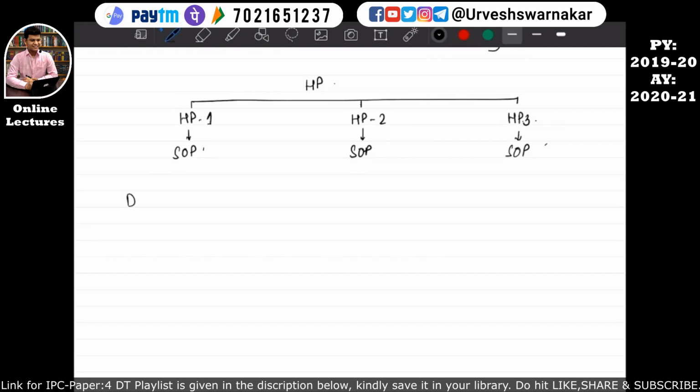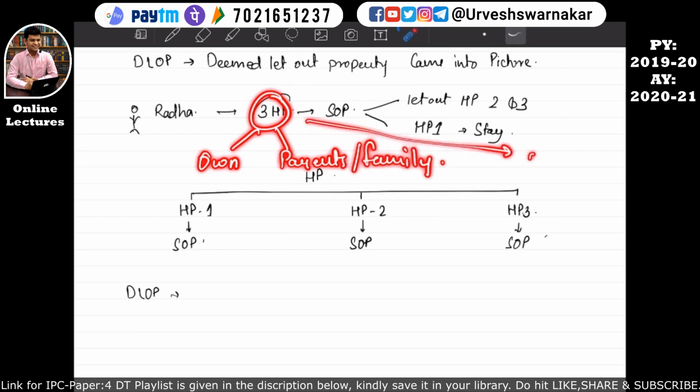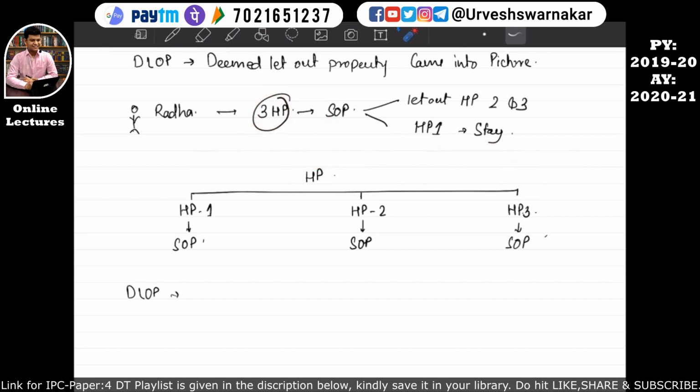So basically deemed let out property means that, see, if you are having 3 house property, even if we consider that 1 house property is for your own use and 1 is for your parents use or for family use, then at least 1 property, that means the last third property, you should rent it. Okay, if you are not renting it, that means income tax is thinking that there is something wrong with what you are doing, because there is a possibility that you may be renting this house property but you are not showing it in your books and you are trying to evade the taxes. So in order to avoid that, they came up with this DLOP.